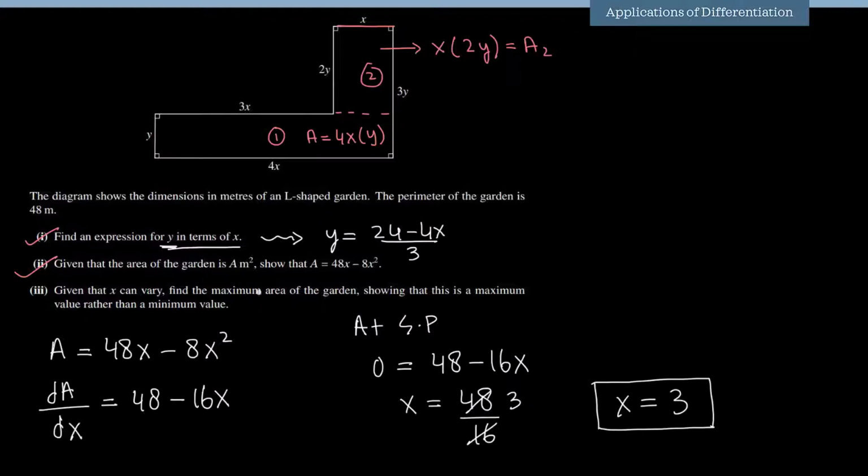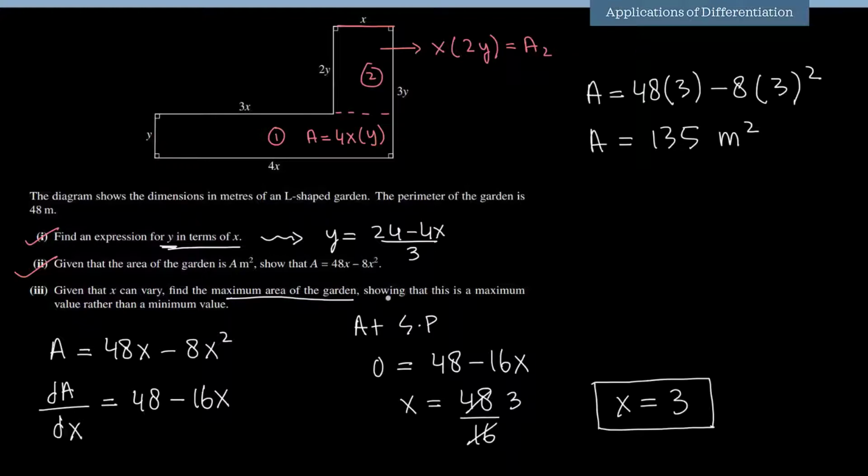To find the value of the maximum area, I'll put this value of x in my equation for area. So the maximum area would be equal to 48 times 3 minus 8 times 3 squared. And this comes out to be 135. So the area is equal to 135 meters square. This is the maximum area of the garden.